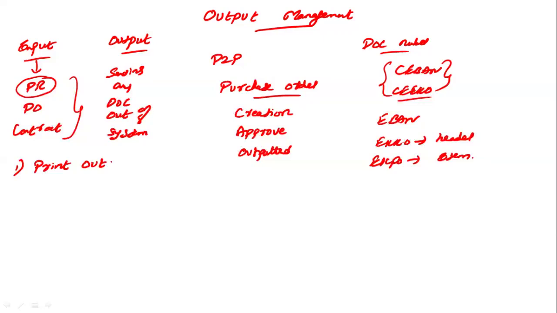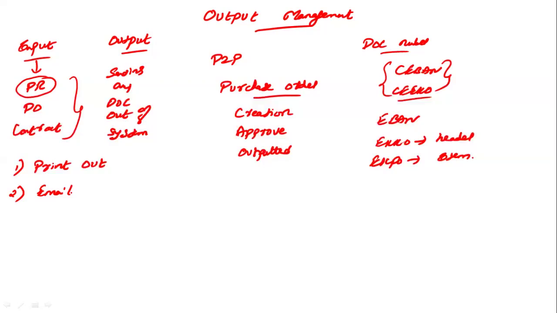The second option will be email. We can set the system in such a way that whenever you create a purchase order, an output is triggered automatically, fetches the email ID from the vendor master, and sends an email to the vendor directly from there. Here you don't have to do anything. The system will take care of everything.